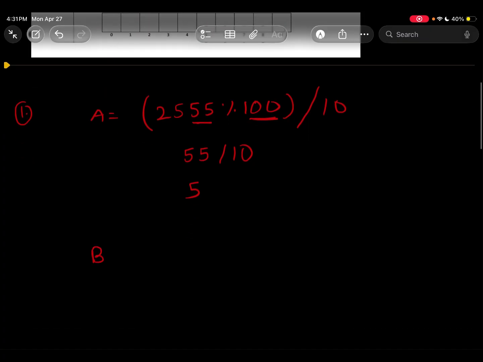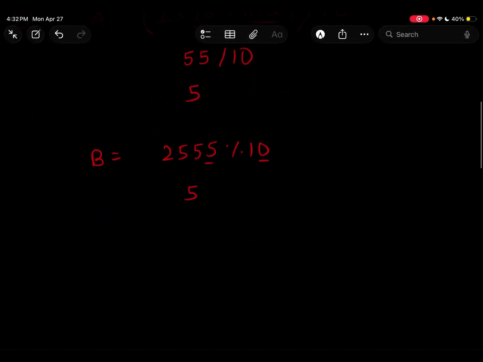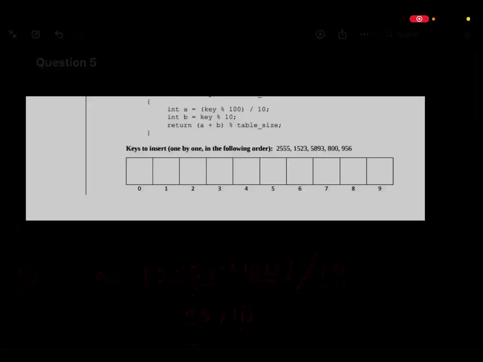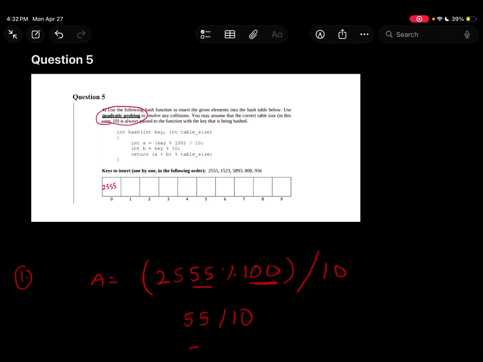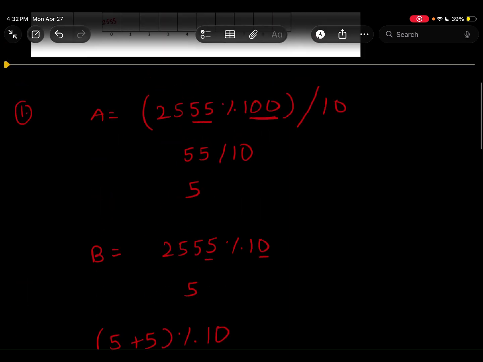Now let's do B. 2555 mod 10. Again, I'm not doing 2555 mod 10, I'm just doing the last digit because those match, so it is just 5. Now the value of A is 5, value of B is 5, modded by the table size, which is 10. So 10 mod 10 is just 0. So it goes here, 2555. All right, perfect.